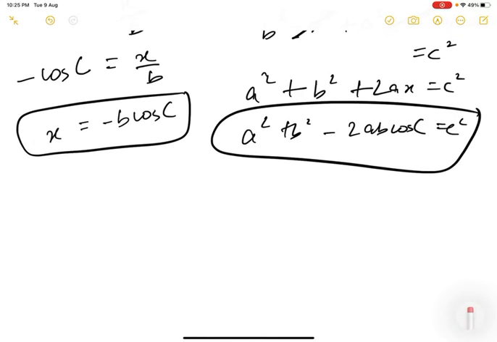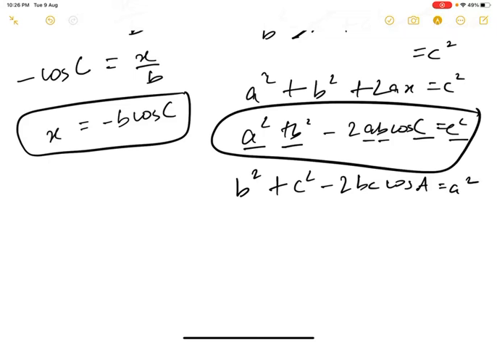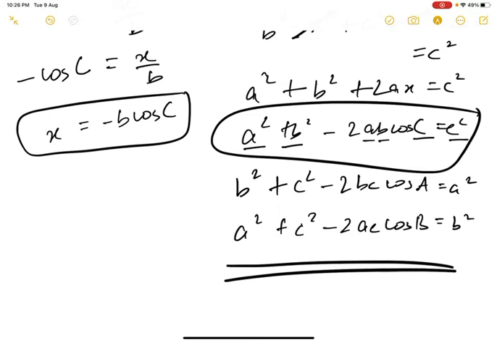So the other two types of cosine rule, what will we have? For a squared plus b squared minus 2ab cos c is c squared, then can I say b squared plus c squared? So here ab, then here also ab. So here I should have bc. Then here c and c, then here I should have a and a squared. What about a squared plus c squared? So here ac, then here also I should have ac. Then here if I have b, then here I should have b squared. So these are the other two formulas of cosine rule.